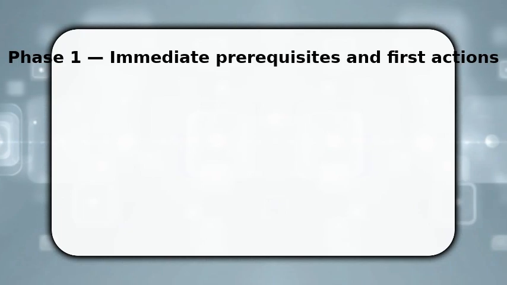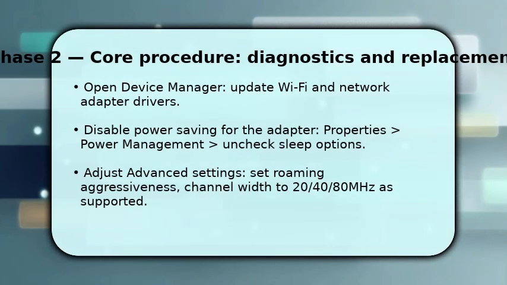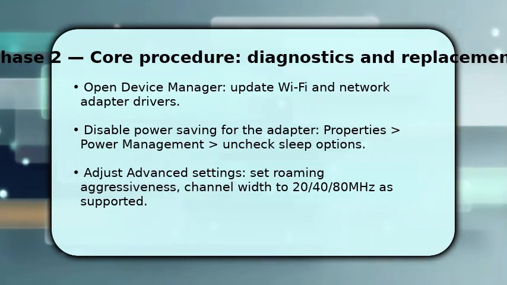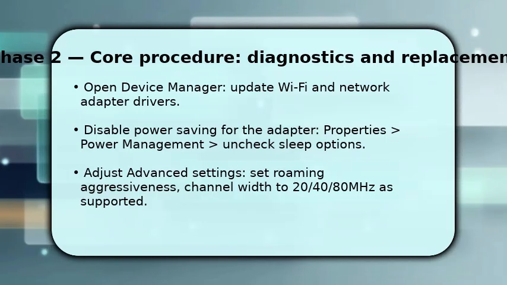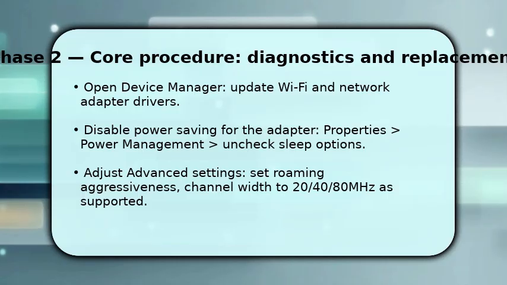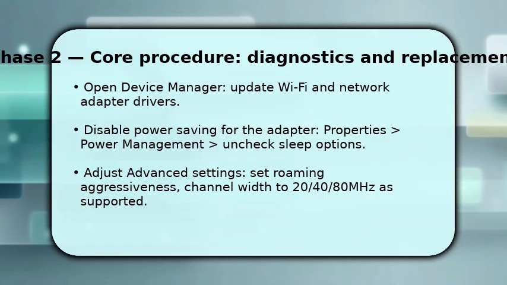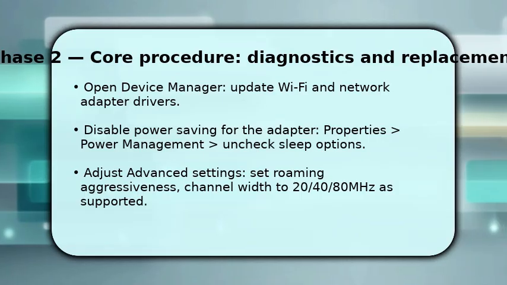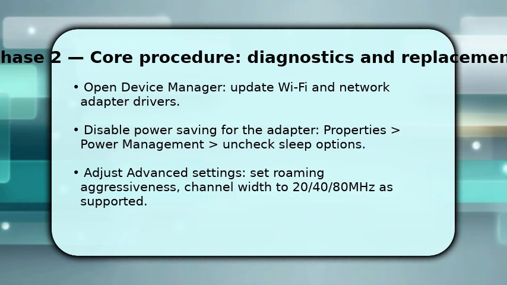Once done with the hotspot basics, optimize the PC's network stack. You should open Device Manager and update both Wi-Fi and network drivers to the latest manufacturer versions because modern drivers fix performance bugs. Then, disable adapter power saving to prevent sudden slowdowns. In advanced adapter settings, set channel width and roaming aggressiveness to match your environment. Wider channels increase speed but may add interference. Make sure background apps aren't saturating bandwidth. Use Task Manager to identify hogs and close or pause them.